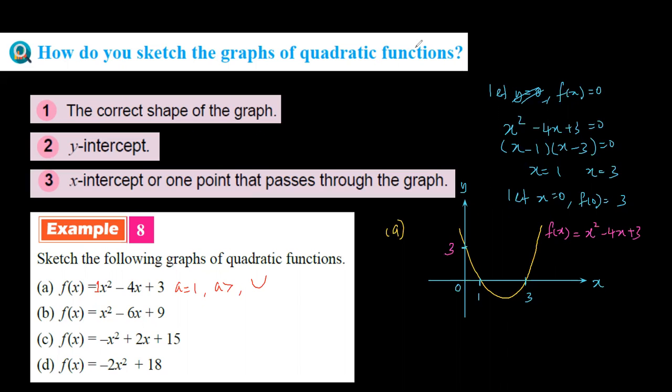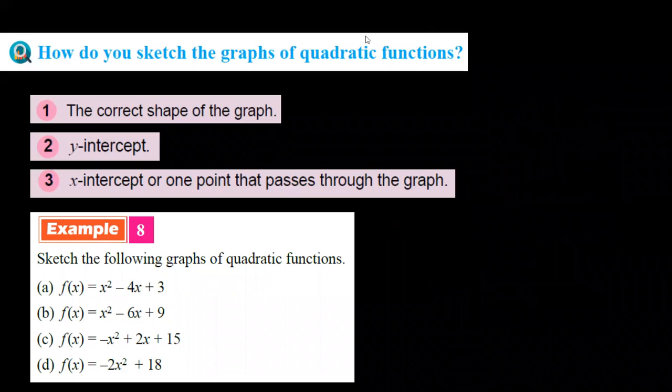Very quickly, we look into question B. In question B, firstly, a equals 1. It is a smiling graph. So we will draw a smiling graph.